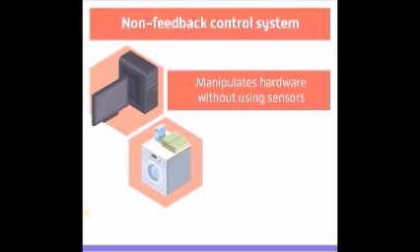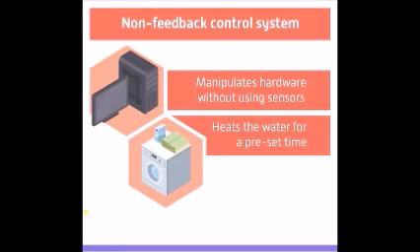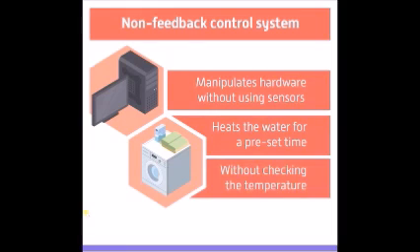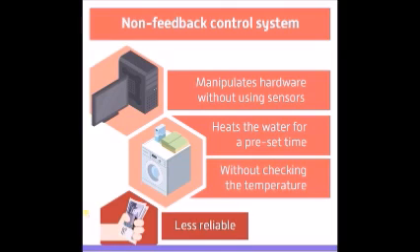Let's look at the washing machine example again. If a different model heats the water for a preset amount of time without checking the temperature, that's a non-feedback control system. With fewer components to make such a system, it would be cheaper, with less scope for hardware faults. But it would also be less reliable than a feedback control system, since it would be unable to check that the required task has been performed.